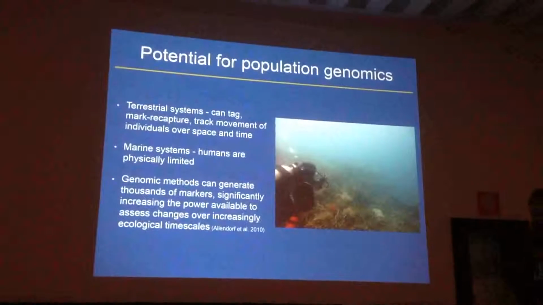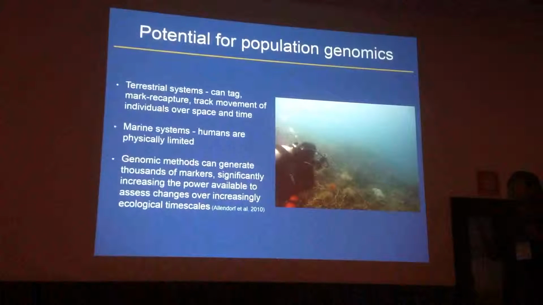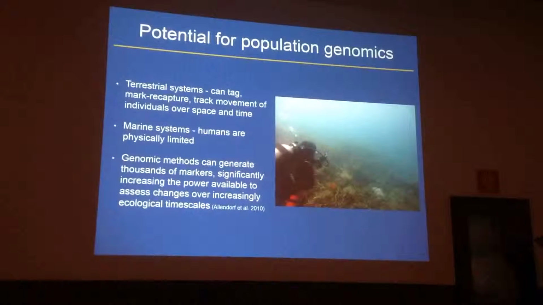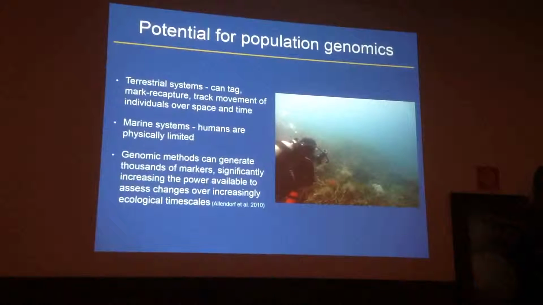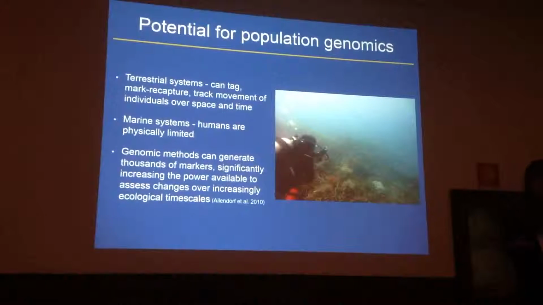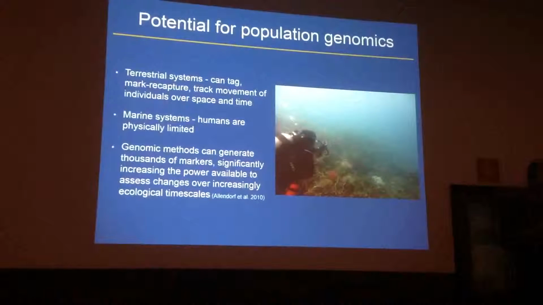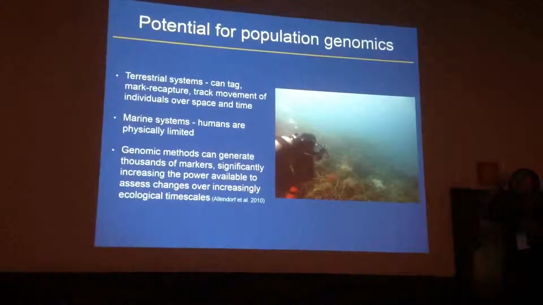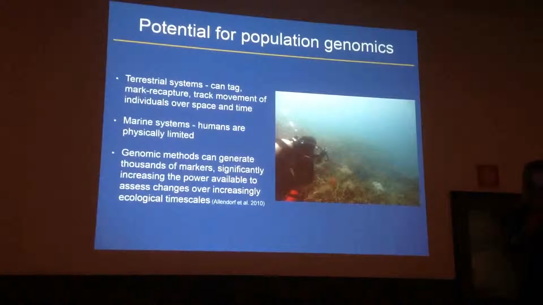So in terrestrial systems, researchers have been more readily able to physically track or observe the movement of individuals. They can use tags and mark-recapture, whereas in the marine realm, we're limited. We can only spend so much time underwater observing where organisms go. However, with the advent of next generation sequencing technology, we can generate thousands of markers throughout the genome, which significantly increases the power available to assess changes in populations over increasingly ecological timescales.